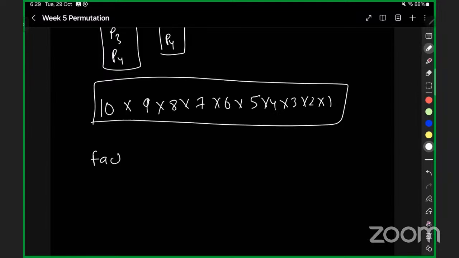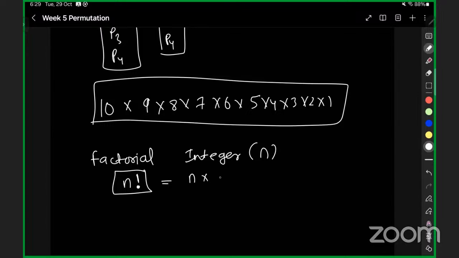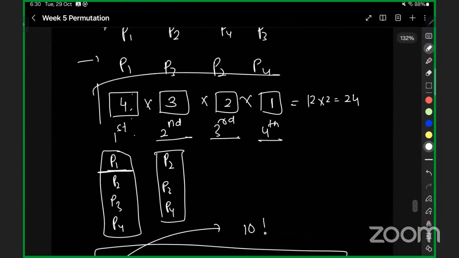So if we define factorial, it is written like this. Any integer, very specific, only an integer, I'm calling it n. You'll write the n and then an exclamation mark. So this is n factorial. And n factorial is n into n minus 1 into n minus 2 and so on till 1, okay. So here what I wrote is 10 factorial. This whole box is 10 factorial. Earlier what we did is 4 factorial.